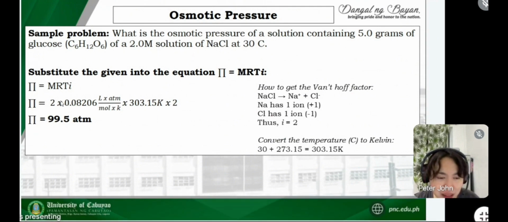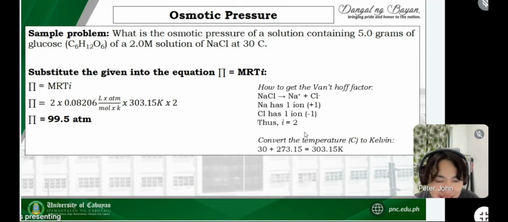So, M for the molarity, ilalagay na lang natin siya sa formula, times the constant, which is R, 0.08206 liter times atm over mole times Kelvin. The unit na gagamitin natin here is Celsius. So, again, gagawin muna natin siyang Kelvin in order to match the given unit para makancel natin siya. All we need to do is to convert it by adding 273.15. So, 30 plus 273.15 is equal to 303.15 Kelvin.